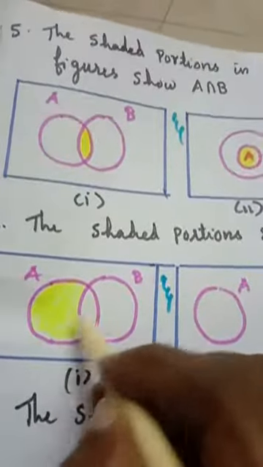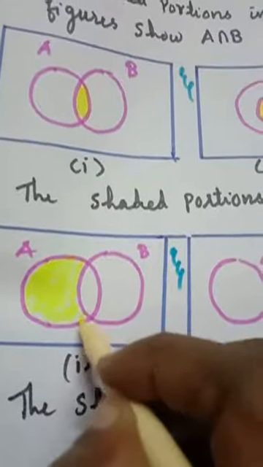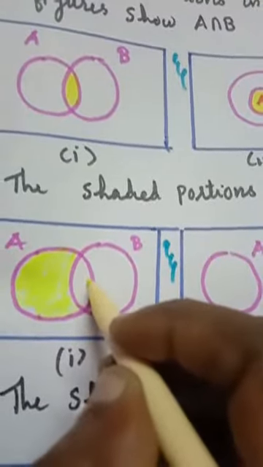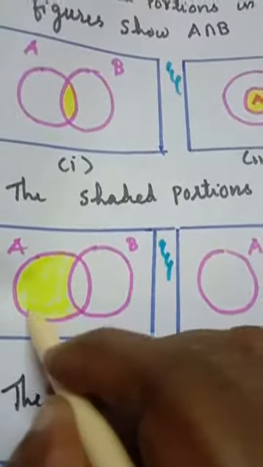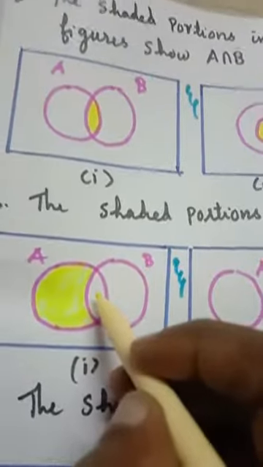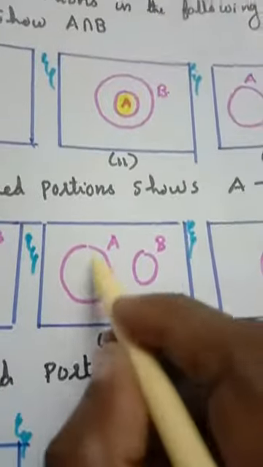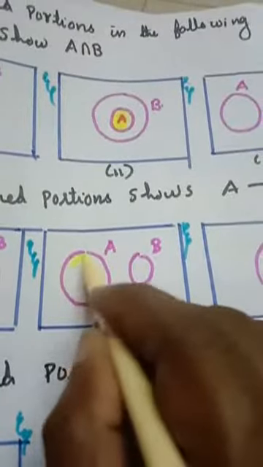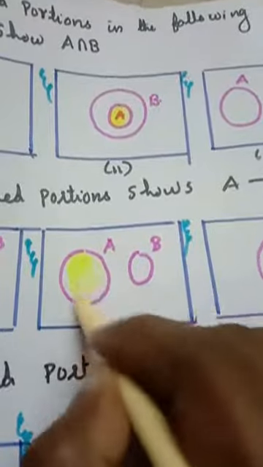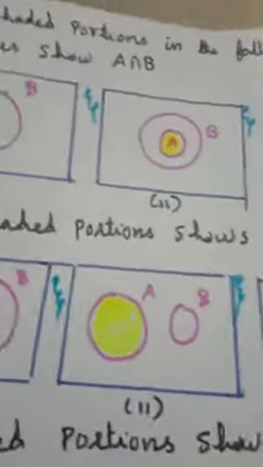This much portion. Don't mark this common portion. Only in A. Here the common part is there, but don't mark that. Only in A, not B. Don't mark A fully. Now, the disjoint set. A minus B means it is in A, not in B. So, only A you mark.